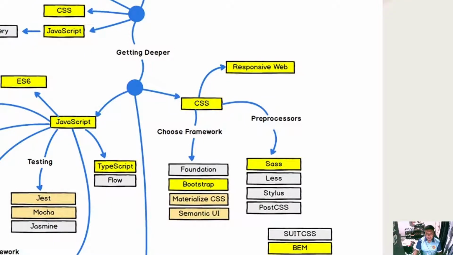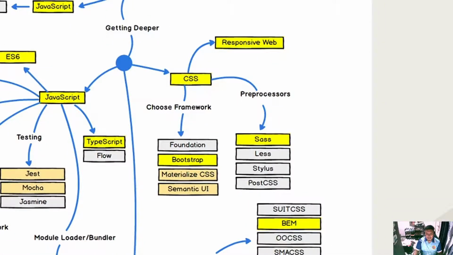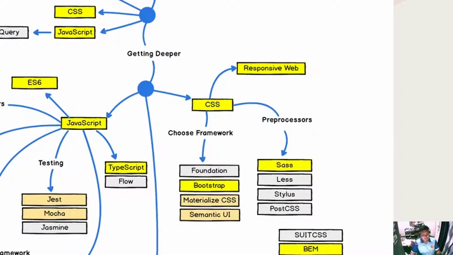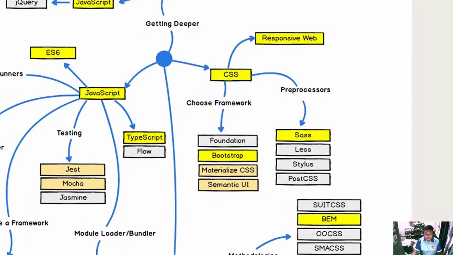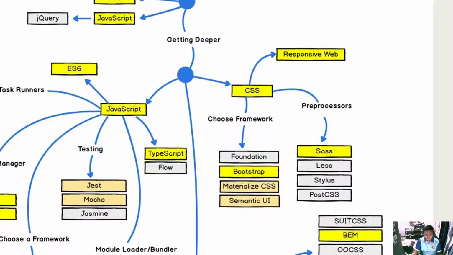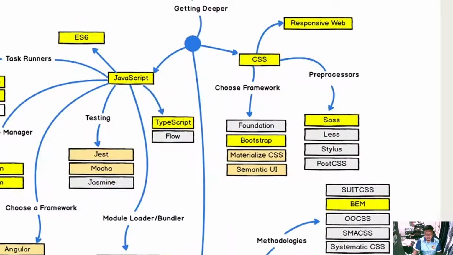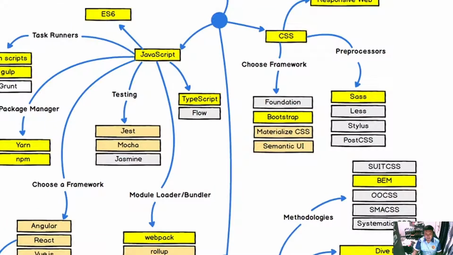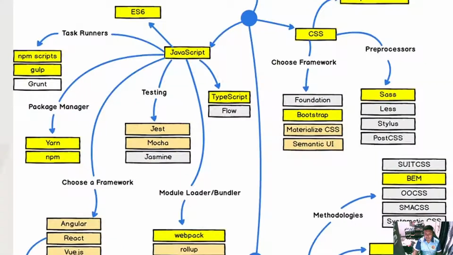You can have preprocessors like Sass, LESS, Stylus, and PostCSS, where you can make your styling much more flexible by having variables. And you can choose a framework: Foundation, Bootstrap, Materialize, and others. In our development we also use a framework for CSS, and we are going to use Bootstrap for that.